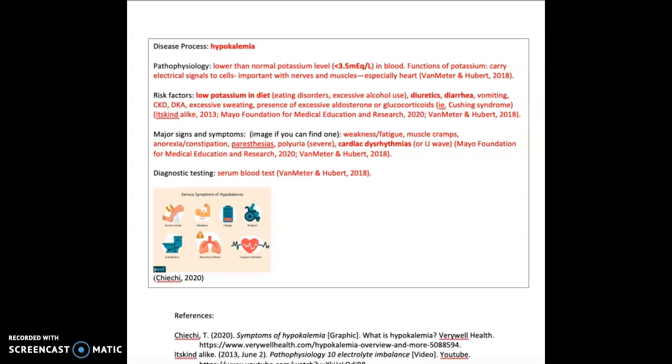Some common signs and symptoms, or effects, of hypokalemia include weakness or fatigue and muscle cramps, and this is due to lower neuromuscular conduction. Anorexia or decreased appetite and constipation, and these are due to decreased GI motility. Paresthesias, polyuria in severe cases due to renal impairment, and most importantly, the most dangerous effect is cardiac dysrhythmias. One EKG sign that you may see first is a U wave.